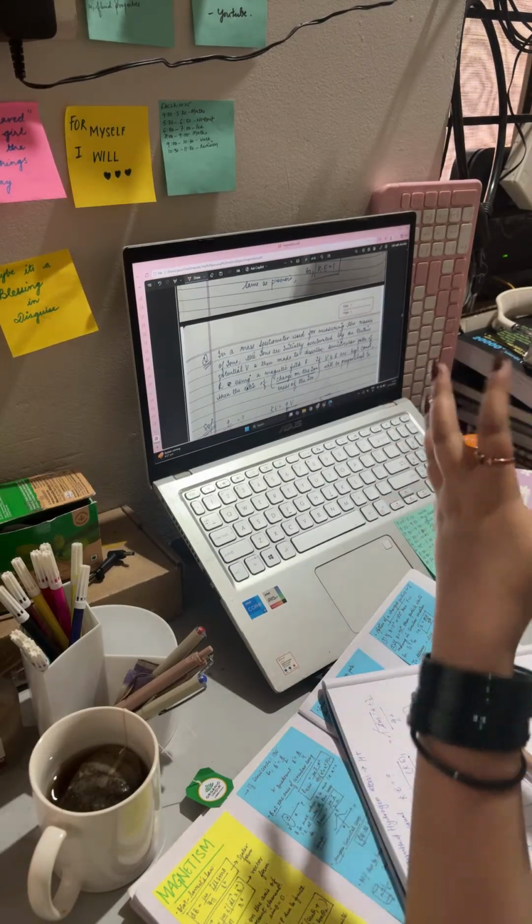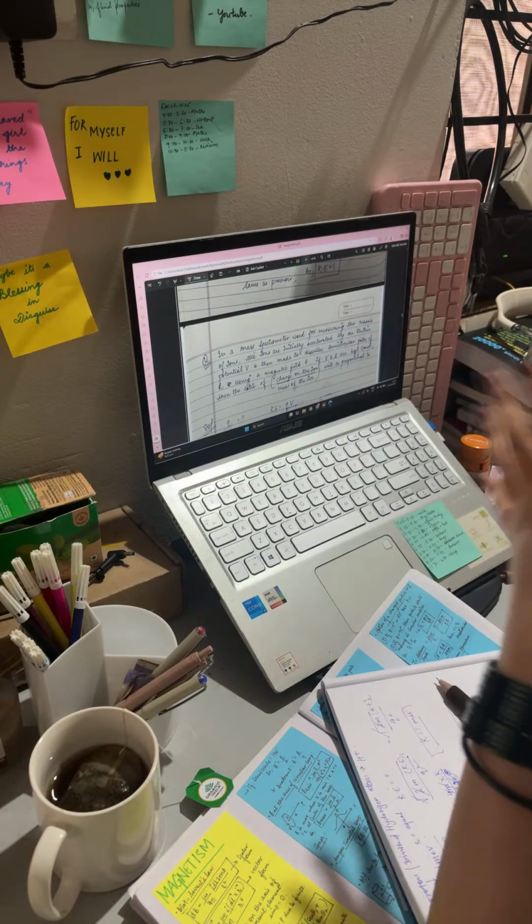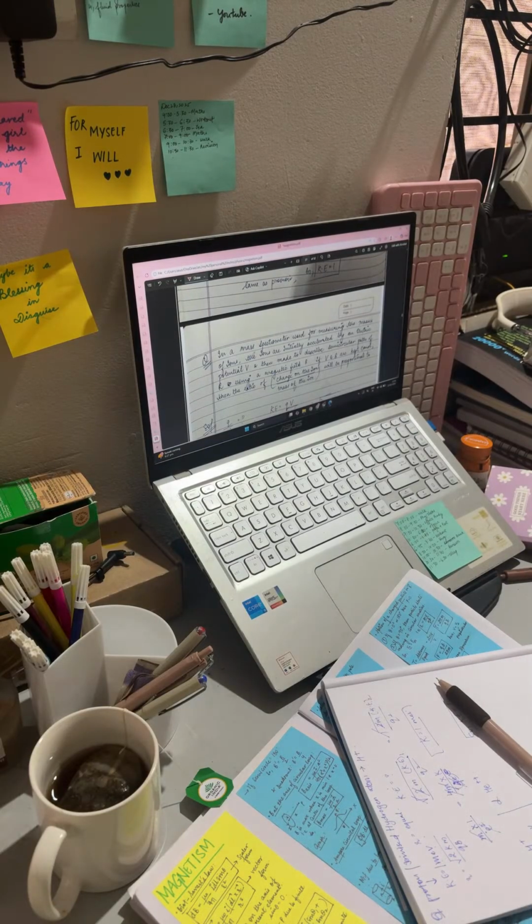If V and B are kept constant, the electric potential and the magnetic field constant, then they are asking for the ratio of charge to mass of the ion, that is q upon m.